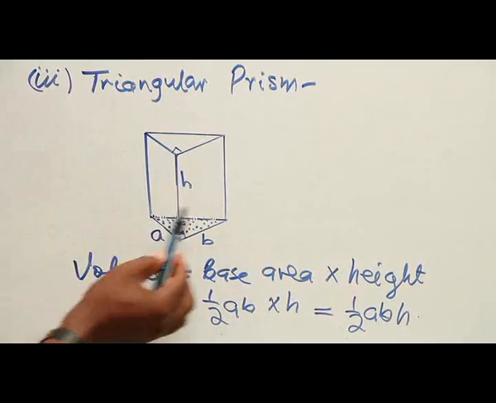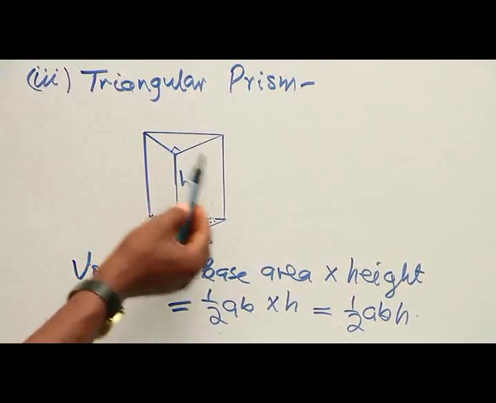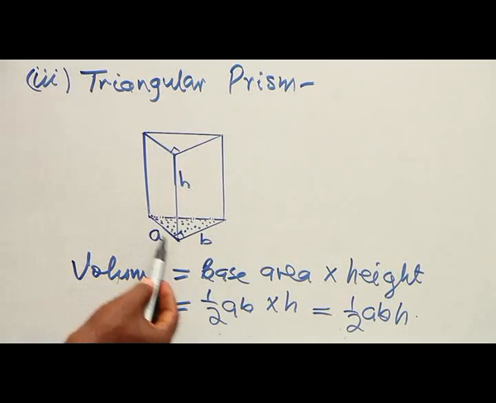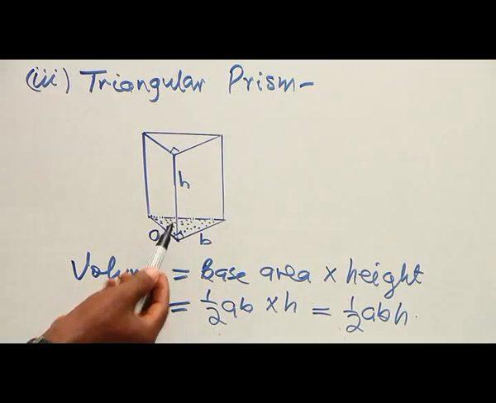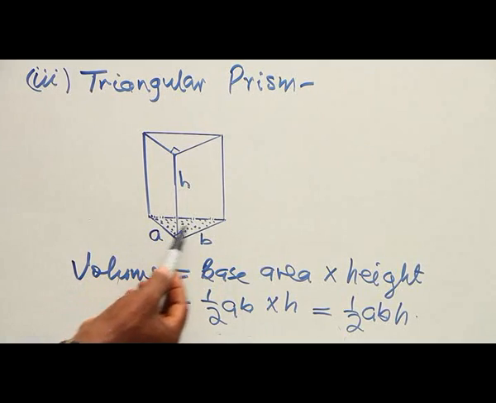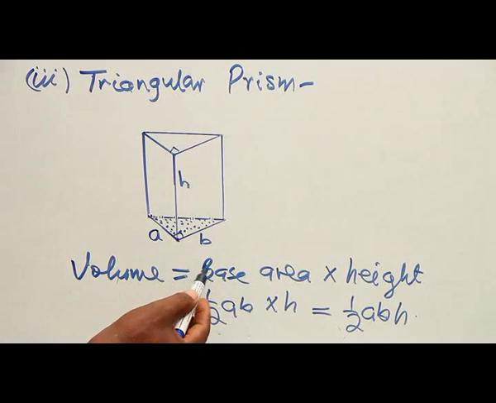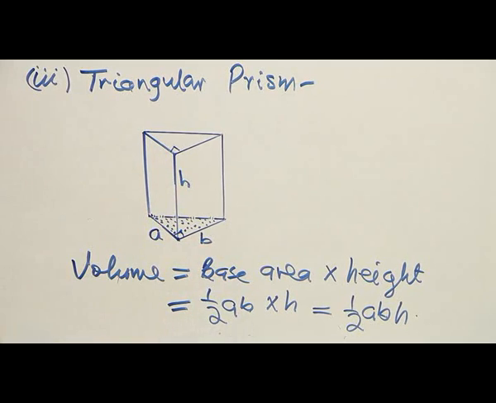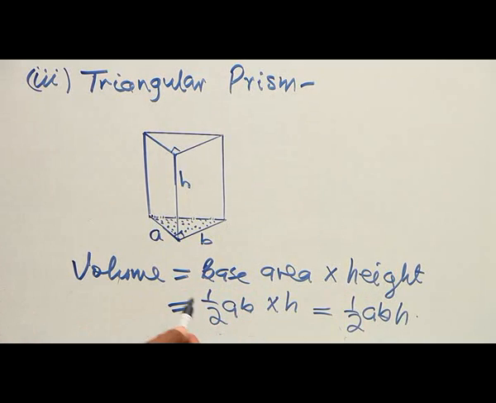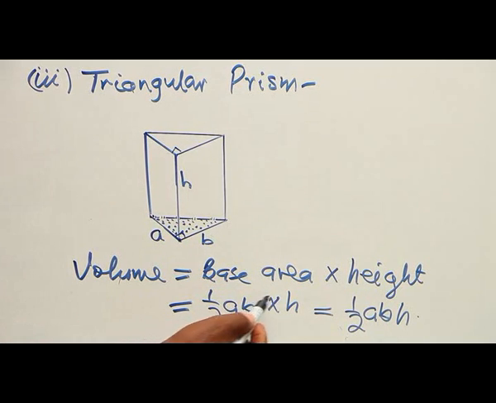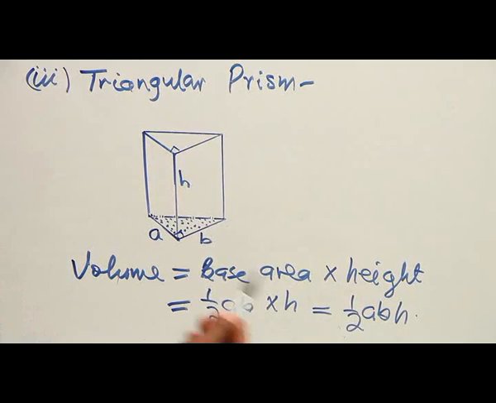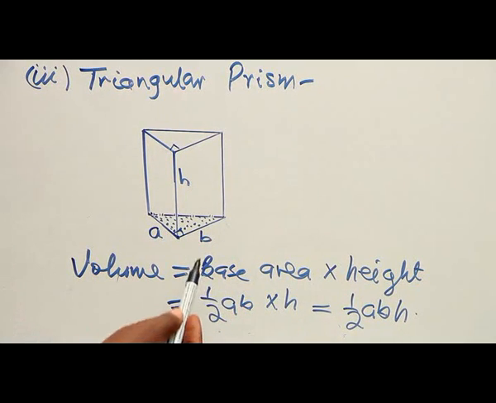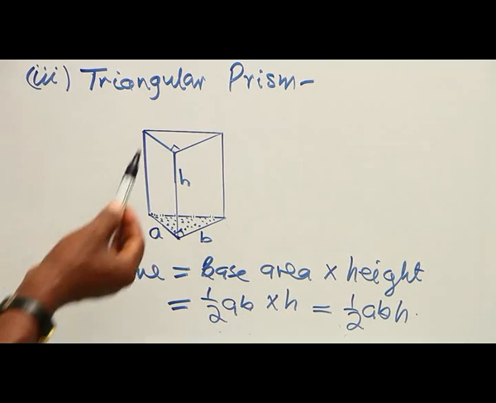Now we are going to concern ourselves more with the volume of the triangular prism. We find the base area, which is the dotted shape, the triangle that I have dotted here now. So we find the area of this triangle and multiply by the height of the prism. So base area times the height is equal to half AB times H, equal to half ABH. Remember, or you recall, that the formula for finding the area of a triangle is half of the base times the height.